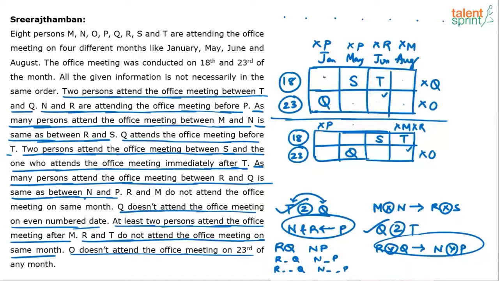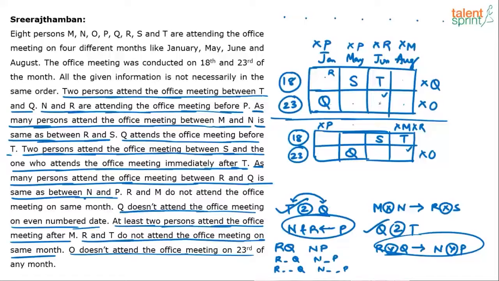If I take R in this position, let's say R is here, the number of people between R and Q is 0. If the number of people between R and Q is 0, the number of people between NP should be 0. So N and P cannot take these 2 slots because these are not immediate consecutive positions, remember, right? We cannot run in horizontal direction. We have to run zigzag. So N and P both cannot come here.